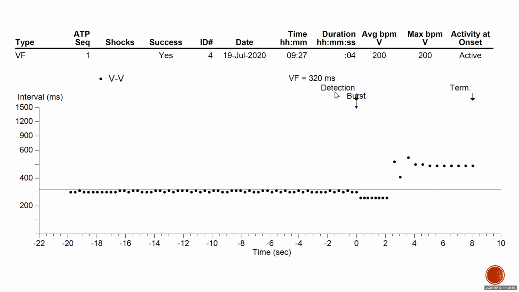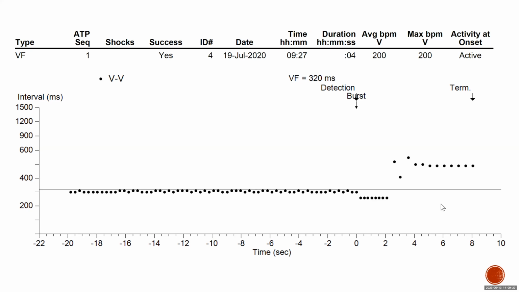And then here it says detection. So the device detected tachycardia. It gave burst ATP. You see how it's faster. And this terminated the tachycardia, because now the ventricular rate is slower. The longer the VV interval, the slower the rate.